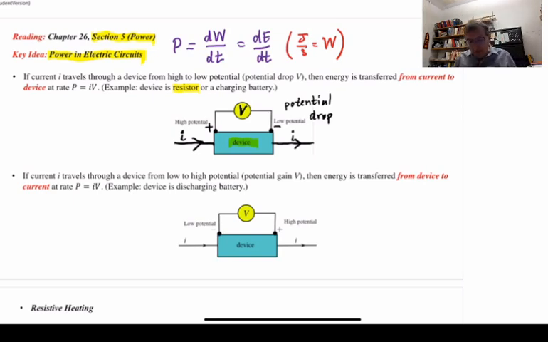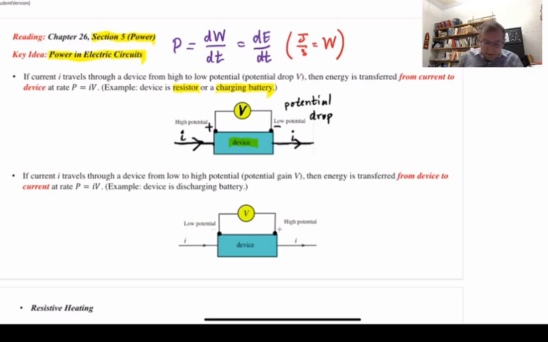Now, another possibility is that the device is a rechargeable battery, and it is being recharged. We are transferring energy from the current into the battery itself to recharge it. So that's an example of a situation where I have a device that's gaining energy from the current. And that's always going to be true when, in the device, the current flows from higher potential to lower potential.